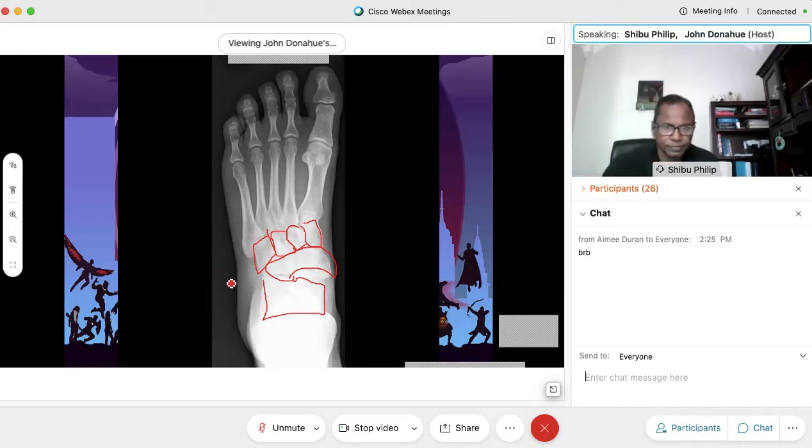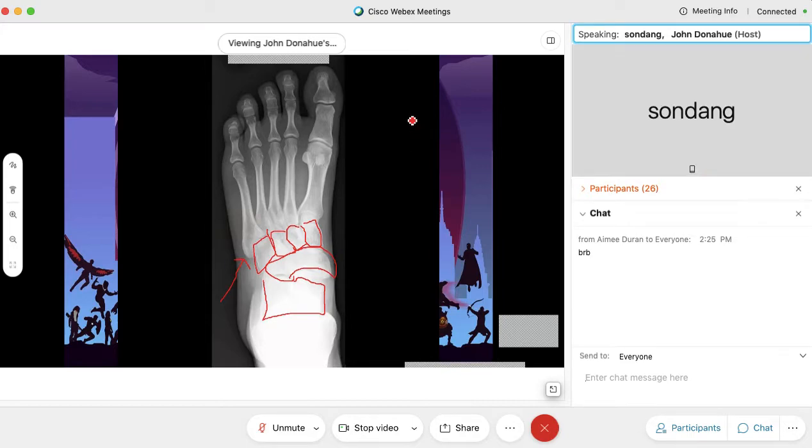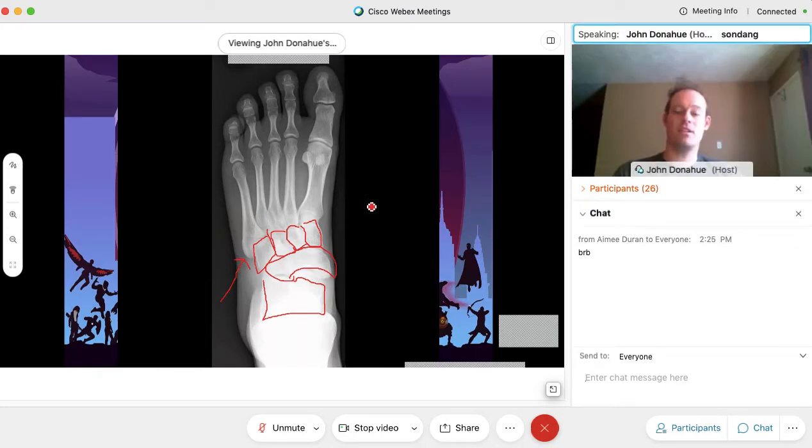And then just for fun, because I always got to ask, what is this right here I'm pointing to? That's the tuberosity of the fifth metatarsal, correct. Good. All right, good. Master those tarsal bones, guys. Please master those tarsal bones.